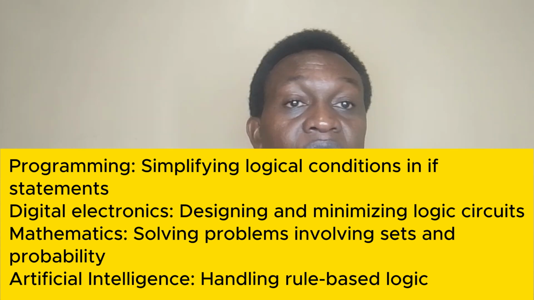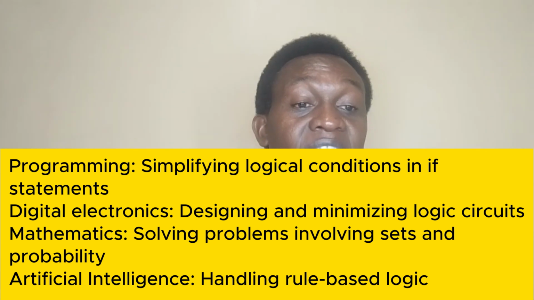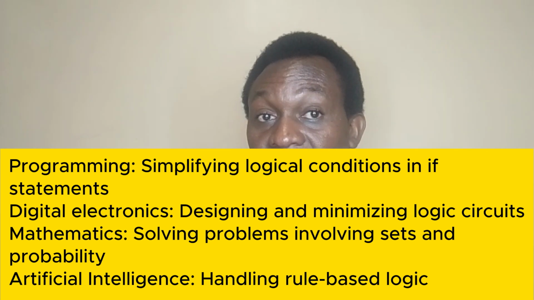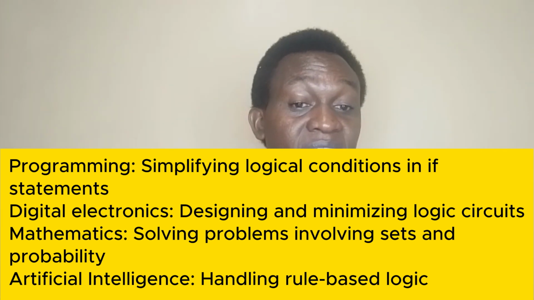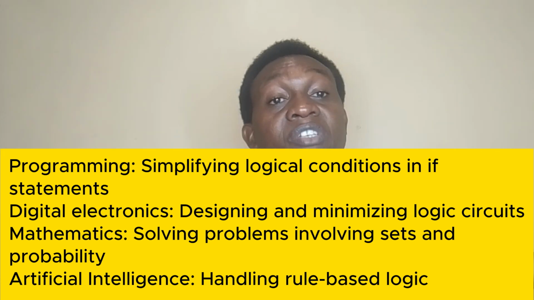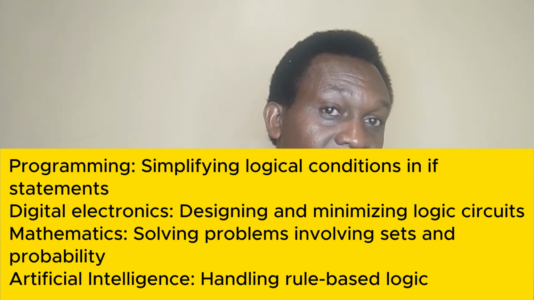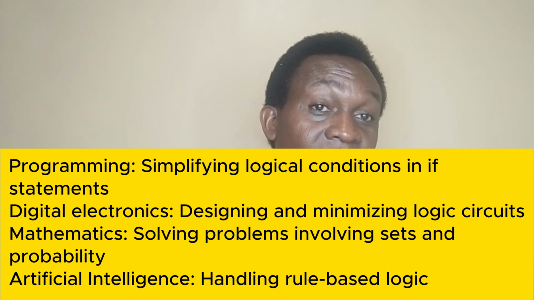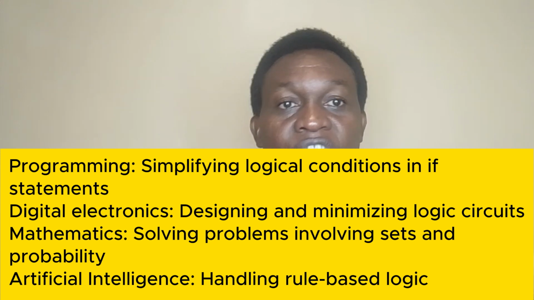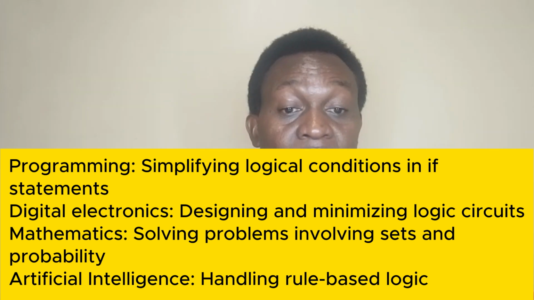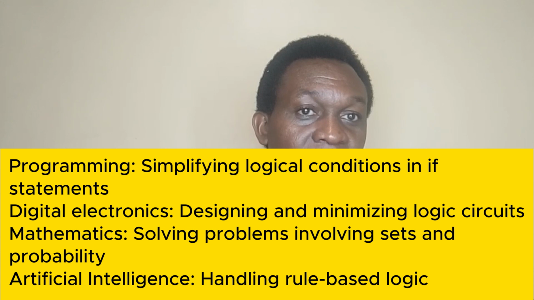It's also important in digital electronics, that is, designing and minimizing logic circuits. Very important. In mathematics, we use it in solving problems involving sets and probability. And more importantly, in the new developments in the field of artificial intelligence, De Morgan's law, or this logic, is used in handling rule-based logic.